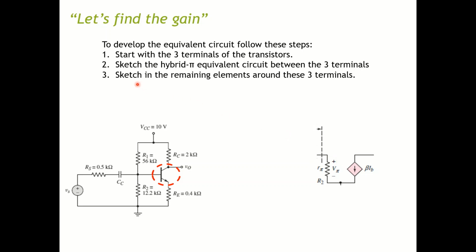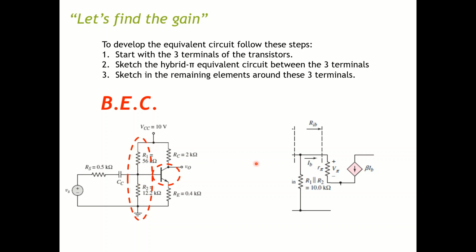Next, this is small, but it's actually the largest step: you need to sketch the remaining things around this 3-terminal and connect them to here. I would follow this recipe called BEC. Go from the base to everything around the base, then the emitter, then the collector, so you don't forget anything. You start with the thing right next to the base, these two resistors right here, and instead of connecting all the way to VCC, you can just convert to the equivalent, which is R1 parallel R2.